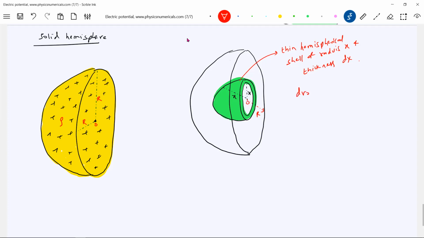First, the potential at point O due to this shell. So potential, what is the charge on this? Let it be dq. So dq, how do we define it? Sigma into the charge on a thin shell. Okay, it's the area of a thin shell. Area of a, or volume of a thin shell, we will write it. Write better: charge of a thin hemispherical shell.